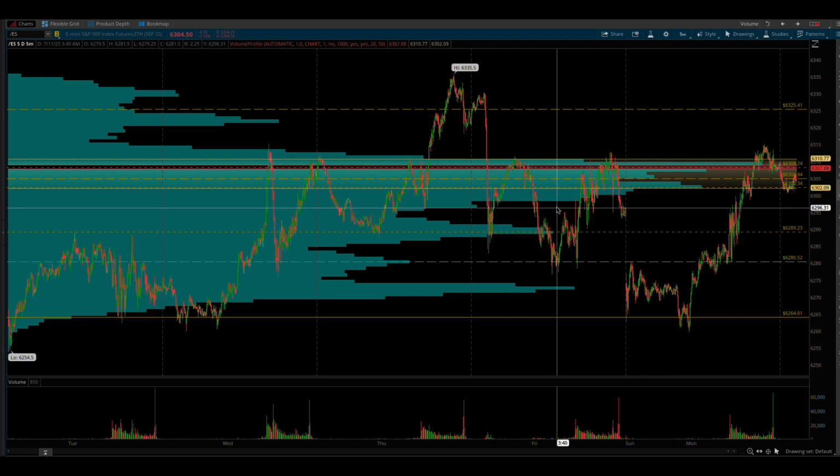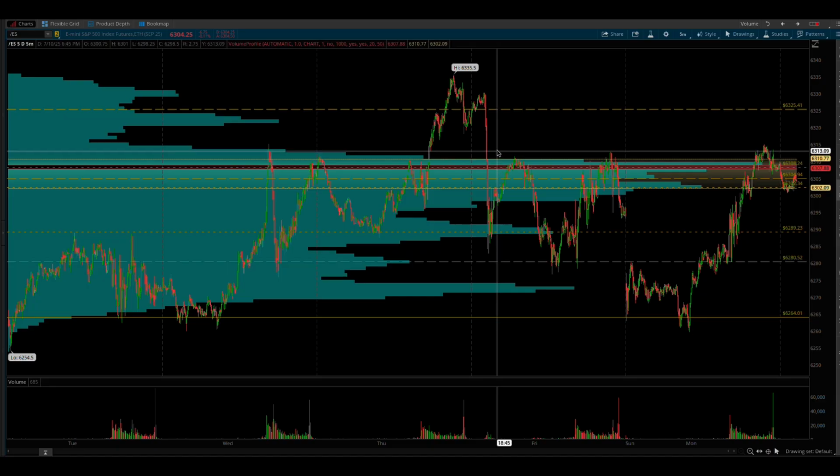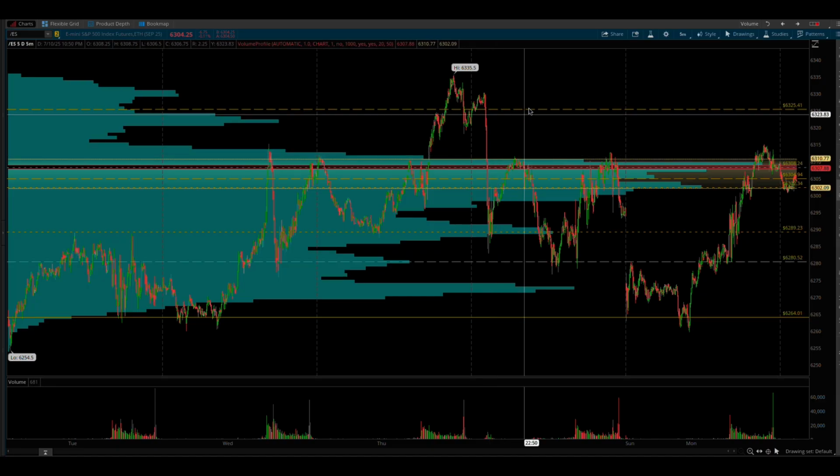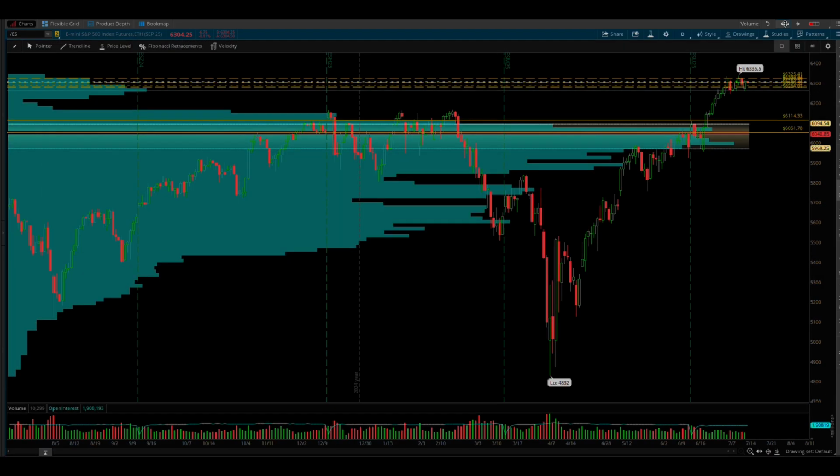There's some people out there that don't need to visualize this. They can physically see that this is where the volume is at. And so they come in there and they trade it that way. But I would focus on just 3 lines on your volume profile.